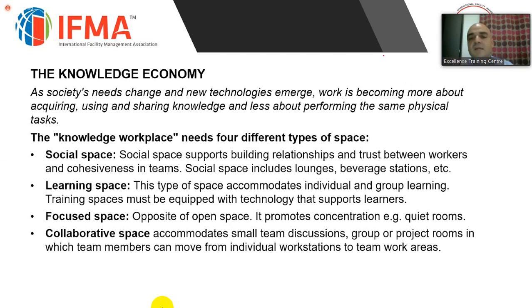So these kind of things is that work is becoming more about acquiring, using, and sharing knowledge, and less about performing the same physical task. The knowledge workspace needs 4 different types of space. Social space, this is what I said, is that in such kind of environment, people are meeting more to discuss ideas. Social space supports building relationships and trust between workers and cohesiveness in teams.